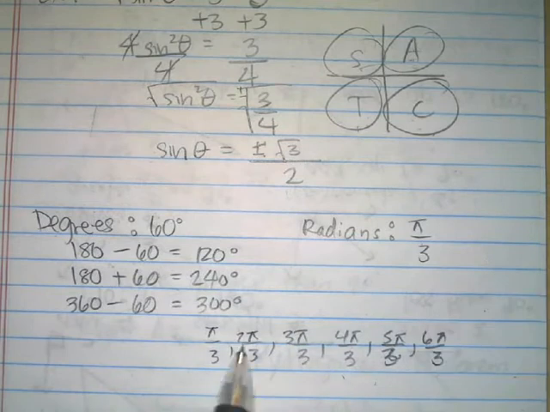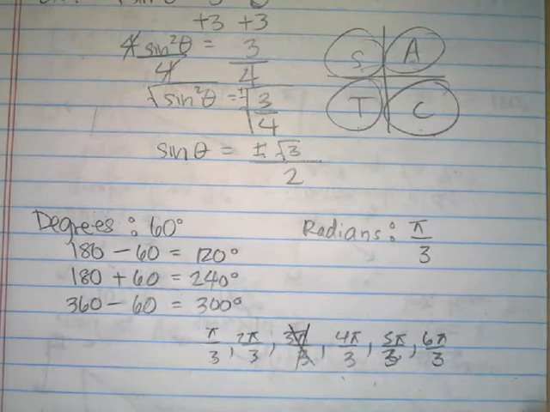So I'm going to cross out the ones that reduce. These 2 don't. 3 pi over 3 does. These 2 don't. 6 pi over 3 does. So there are my 4 answers because I need all 4 quadrants.